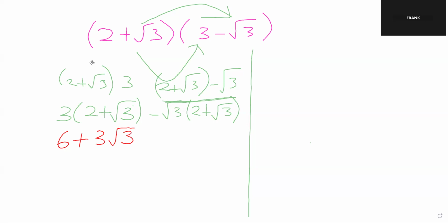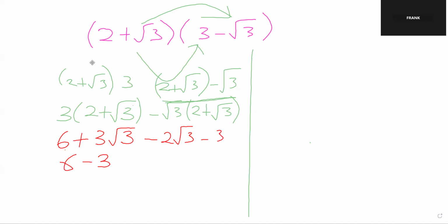When we come to the next side, negative times positive should produce negative. Then root 3 times 2 should be 2 root 3. Negative times root 3 should give you negative. Then root 3 times root 3 should give you 3. We just said a set times itself is the number in the set. So if I group, I'm going to have 6 minus 3.